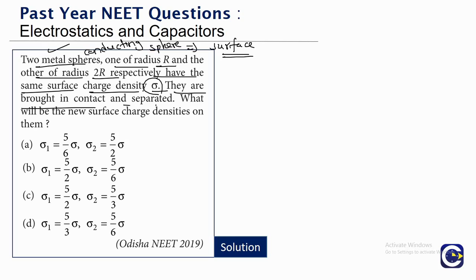They are brought in contact means what? We first bring them into contact and separate. They are brought in contact and then they are separated. What will be the new surface charge density? If you look at these options, they are giving these options in terms of the original surface charge density, which is sigma. So what is happening here? Let us just try to understand.